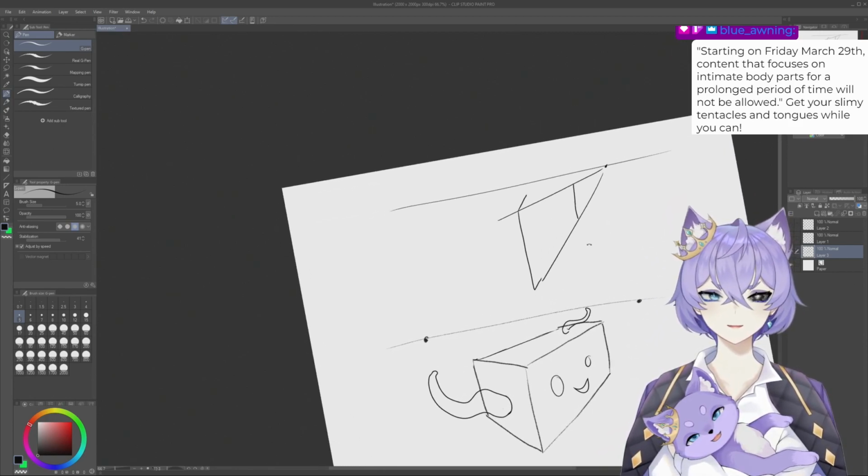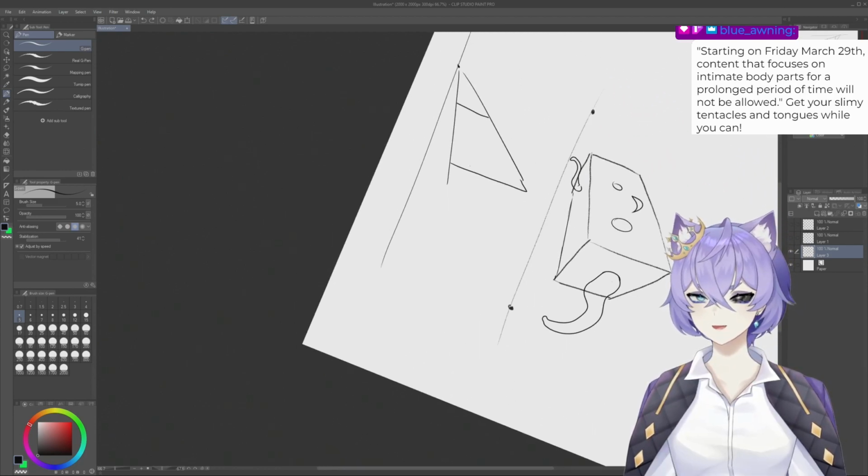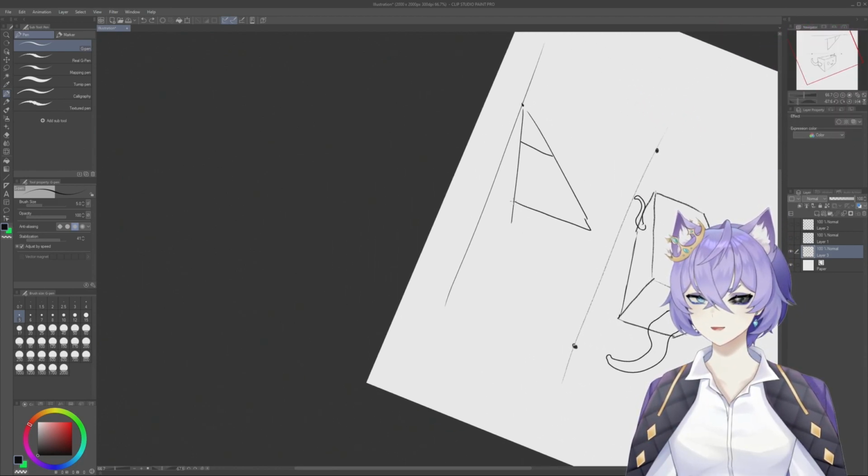See, that's what I was wondering. I was like, am I still allowed to draw like tongues and tentacles? That would technically be against that TOS right there.